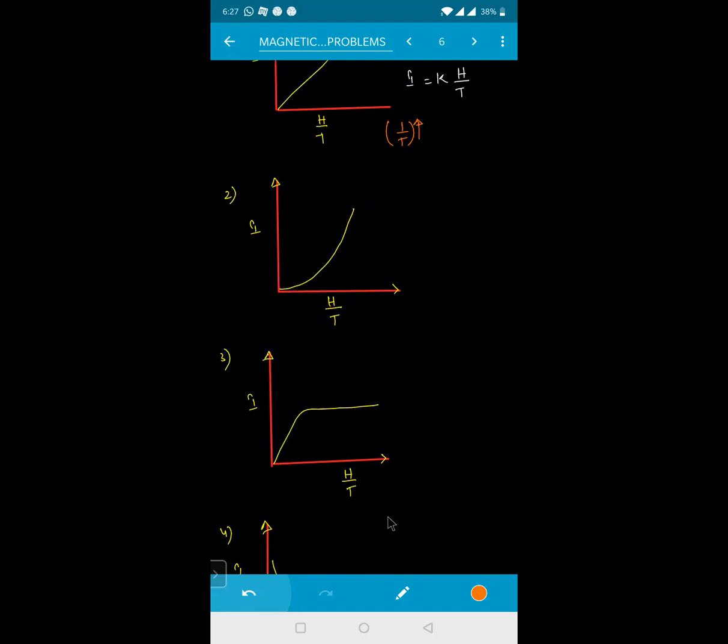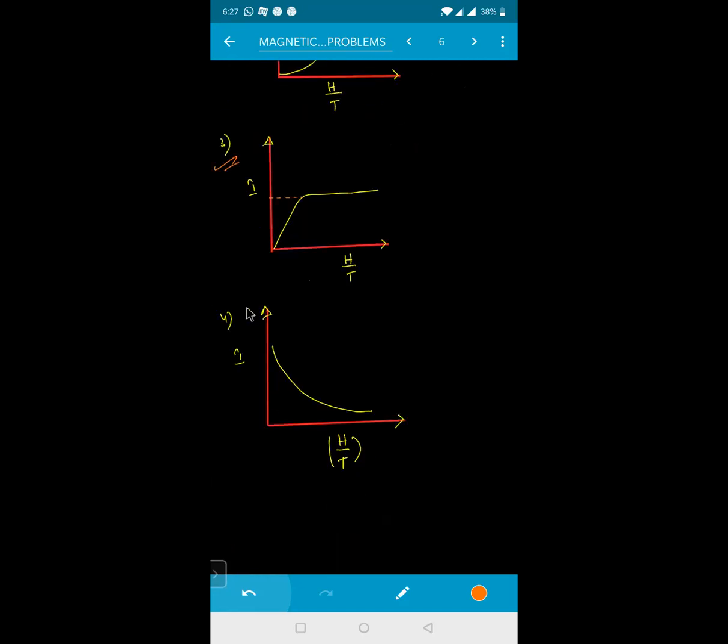The third option is possible, actually. Why? Because as H by T is increasing, I is increasing, then it will become saturated. There is a saturation point I told you about. After a certain point, it is not possible to increase further. So it increases and then becomes saturated. The fourth one is not possible because it is a rectangular hyperbola.